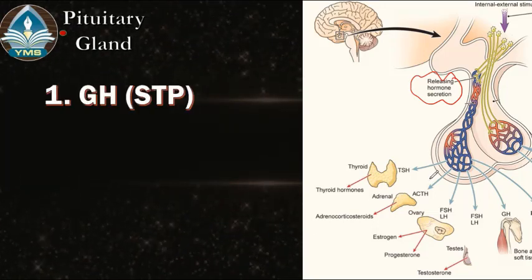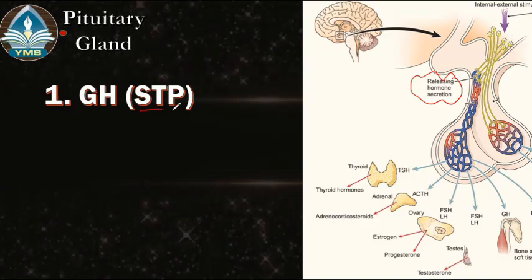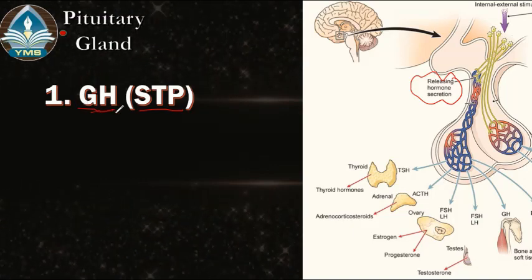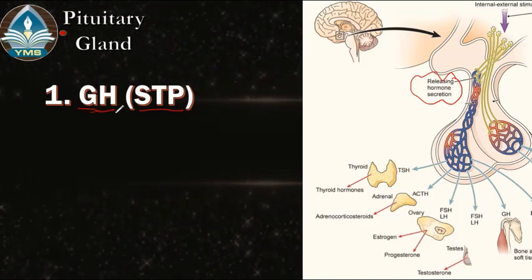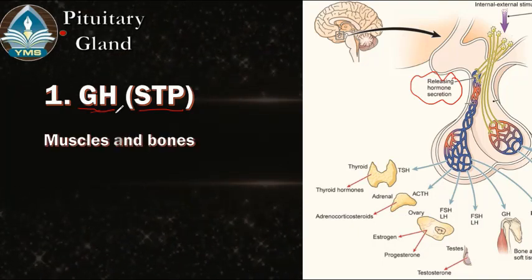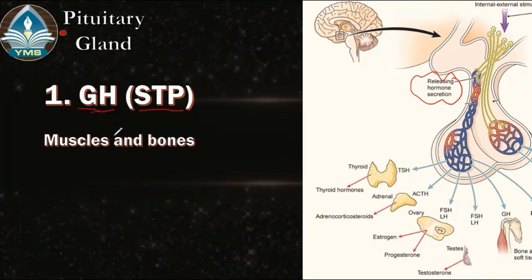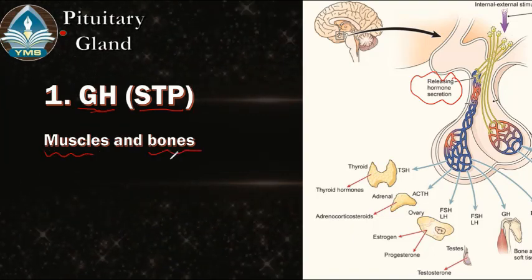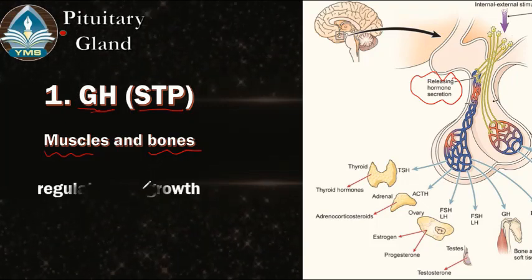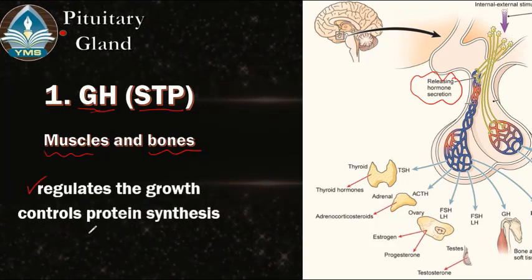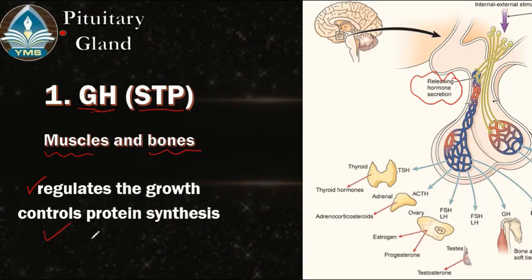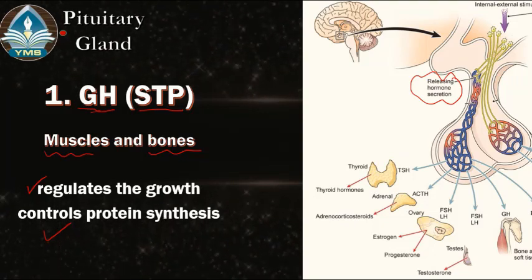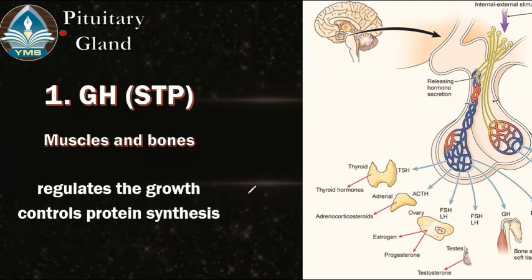The first one is GH, or somatotropin hormone, the somatotropic hormone. This is the growth hormone. So from the name growth hormone, what does it do? It stimulates growth. The target cells, or target organs, are the muscles and bones of most of the body. It regulates the process of growth, and it controls protein synthesis. Also, this hormone can increase the level of glucose in the blood, so it can help you in growth.